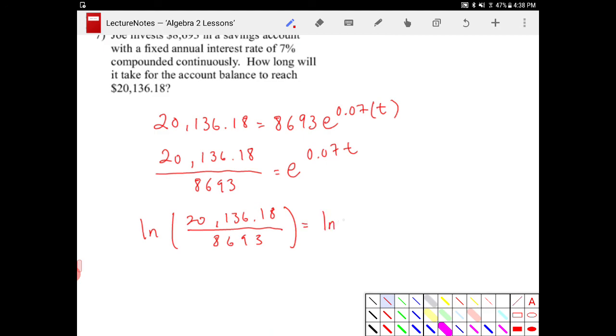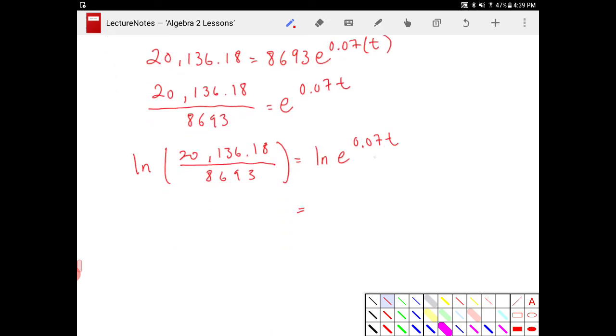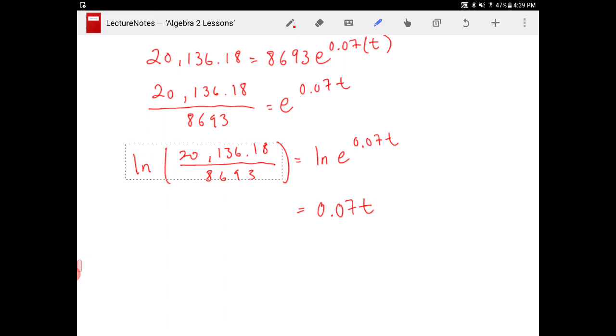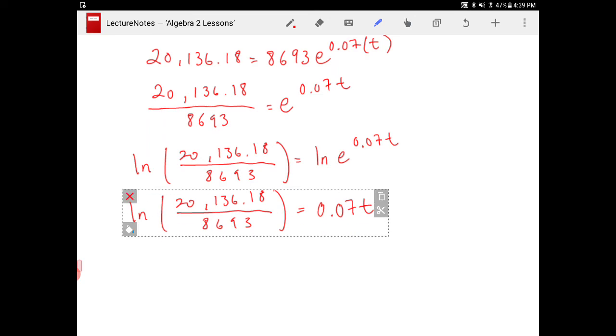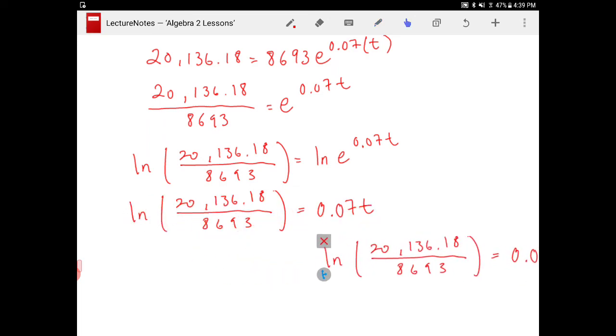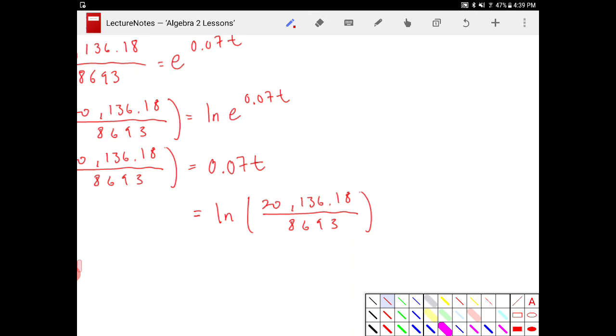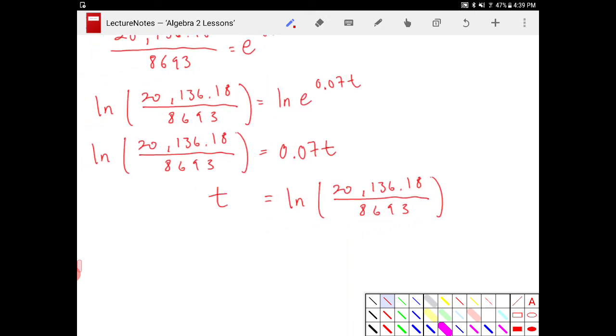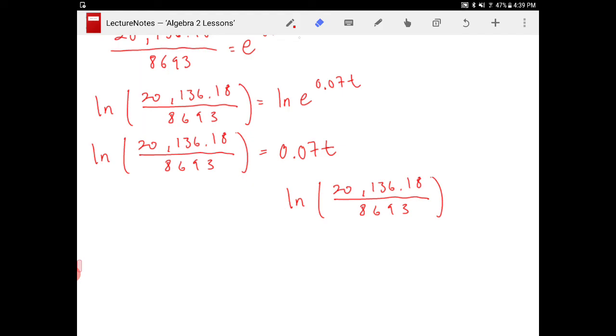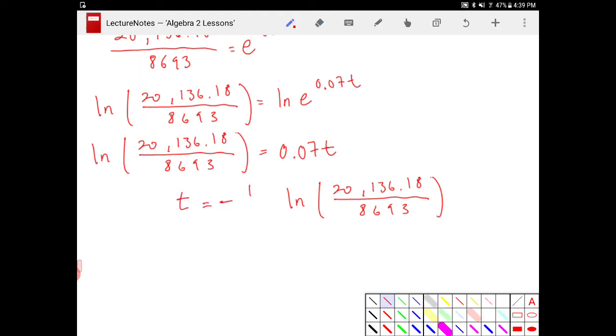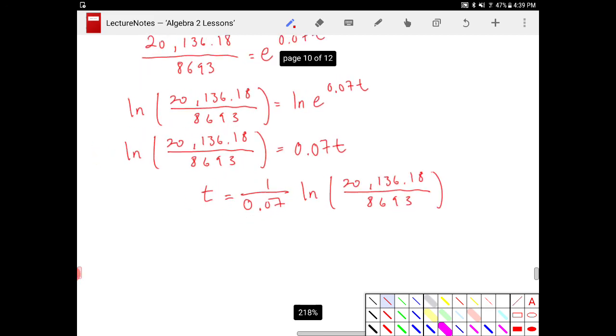According to the power rule, that exponent comes out in front, and ln of e is equal to 1. So all I have to do is, t will equal 1 over 0.07 times that.